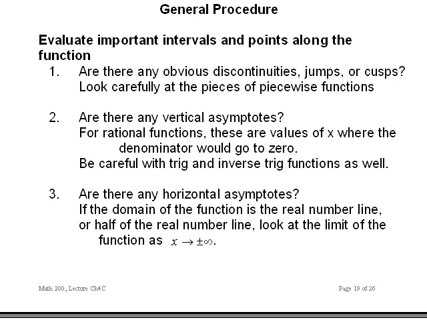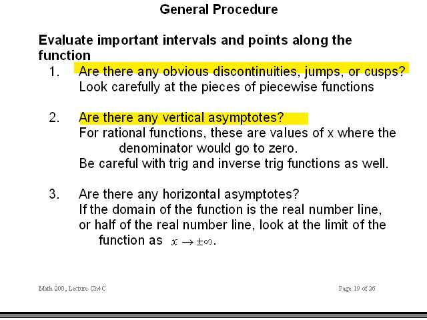When you look at the functions, try to find all the important intervals and points along the function. If there are any obvious discontinuities, jumps, or cusps, look carefully, especially when you have a piecewise function, at whether there are any jumps right when you switch from one piece to the other. Then you can look for vertical asymptotes. For rational functions, these are the values of x where the denominator will go to 0.